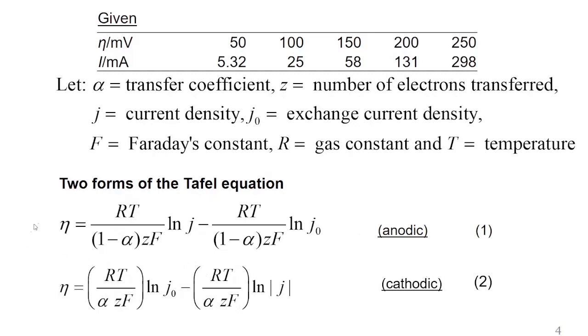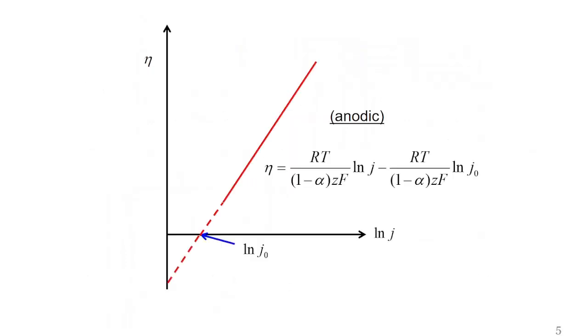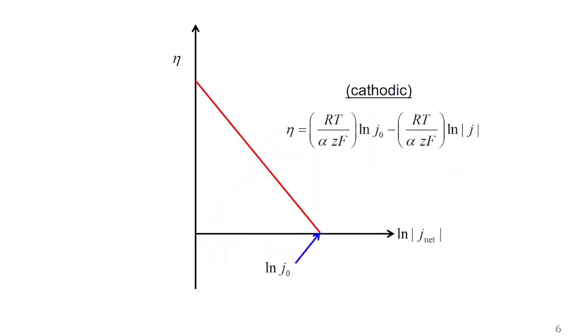For both equations, overpotential is the dependent variable depending on J values. So it doesn't really matter at this point what equation the plot will be based on. But just to give you a tip of an iceberg, overpotential against J for the anodic process gives a graph that has this shape, whereas for the cathodic process, it gives a graph that has this shape.